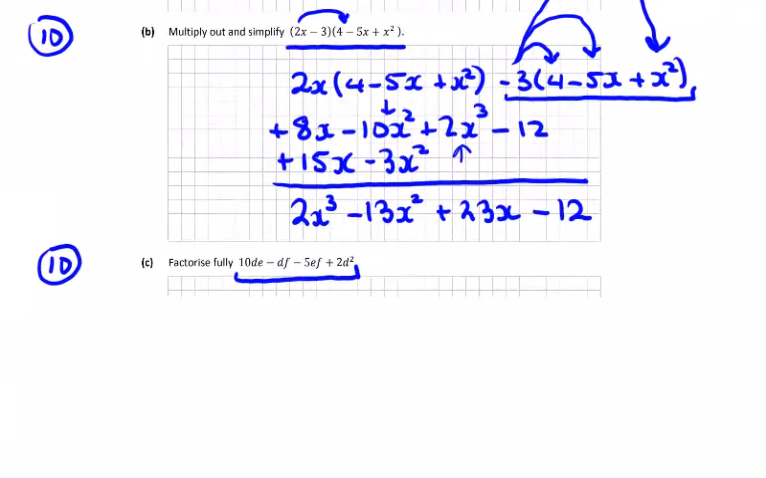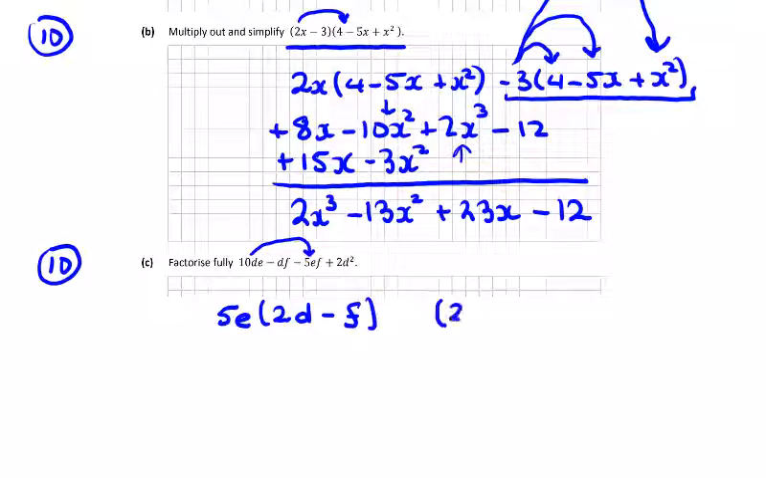Then on to 4-term factorization. Pair the most obvious two together. 10 and 5 here. I'm going to take 5e out of the first and third terms. What does that leave me with? I'd have to have 2d to get 10de. Minus, I have 5ef, so just f missing. The second bracket has to be 2d minus f.